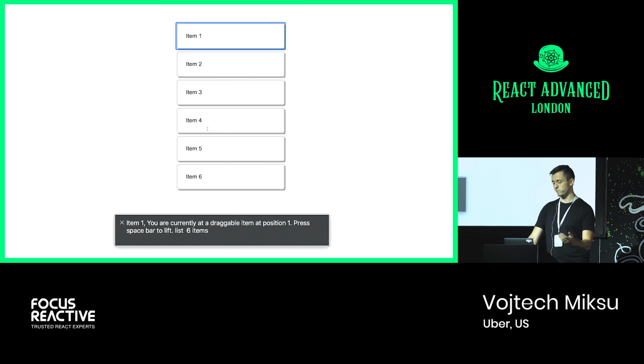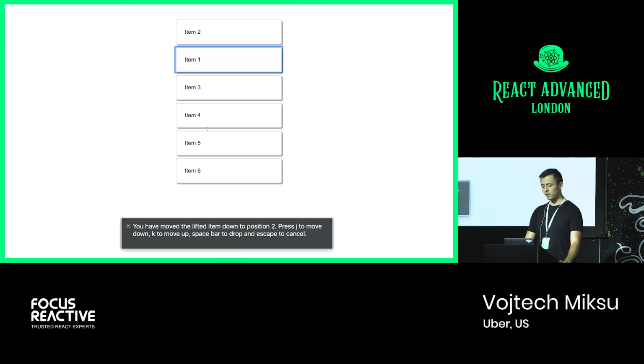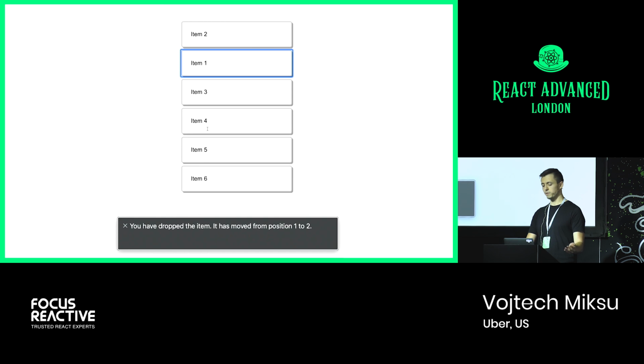So let's hit spacebar. The next message follows. You have lifted item at position 1. Press J to move down, K to move up, spacebar to drop, and escape to cancel. So now you have multiple options. Let's press J to move it down. You have moved the lifted item down to position 2. Press J to move down, K to move up, spacebar to drop, and escape to cancel. So finally, we hit spacebar again to confirm this operation. And the final message follows. You have dropped the item. It moved from position 1 to 2. So now you can use this component even if you don't see it or even if you don't have mouse.